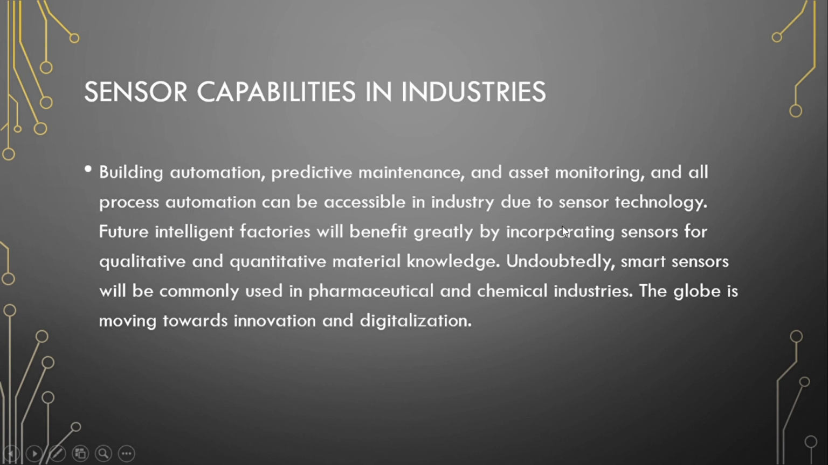And future intelligent factories will definitely incorporate sensors for better qualitative and quantitative material knowledge, and these are going to revolutionize the world, and the industry is going to become more automated by using this technology. It is used in different fields like pharmaceuticals and chemicals, and the globe is moving towards innovation and digitalization by using sensor technology.